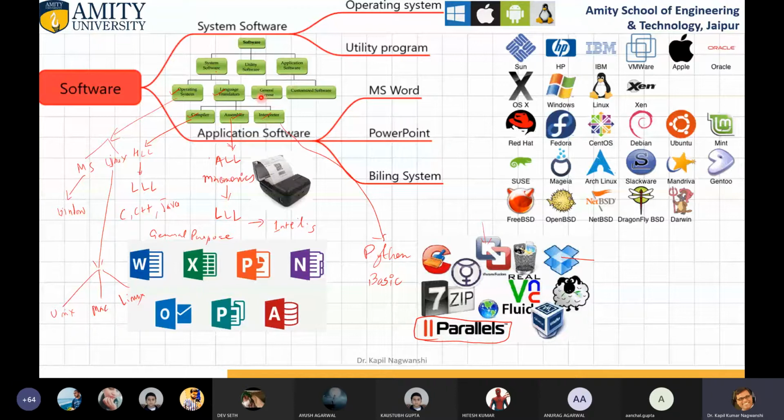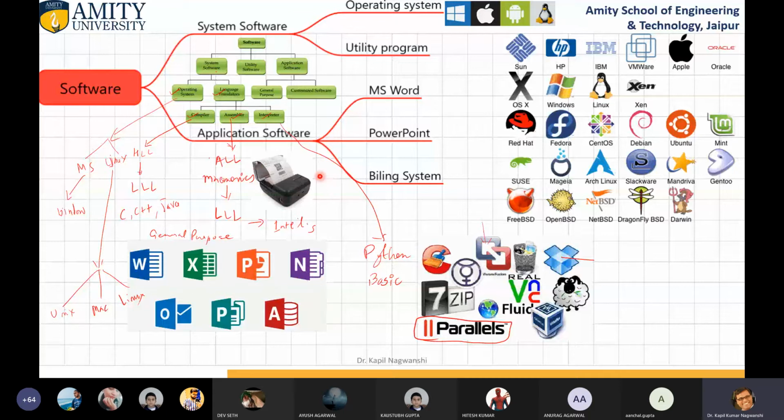Application means there are two schools: general purpose and customized software. General purpose means Word, PowerPoint, Excel. These are all general purpose software. Whenever a person is using Word 2019 in their system, in my system, everywhere the same thing will be there. Only the license holders are different. So this is known as general purpose.